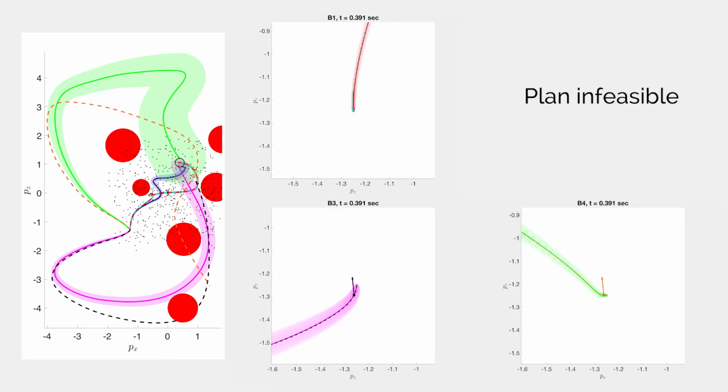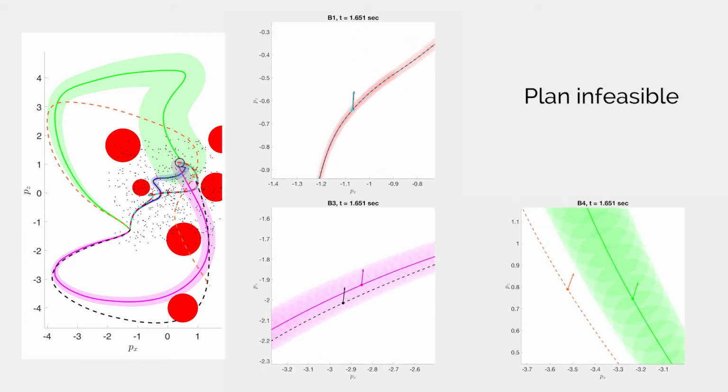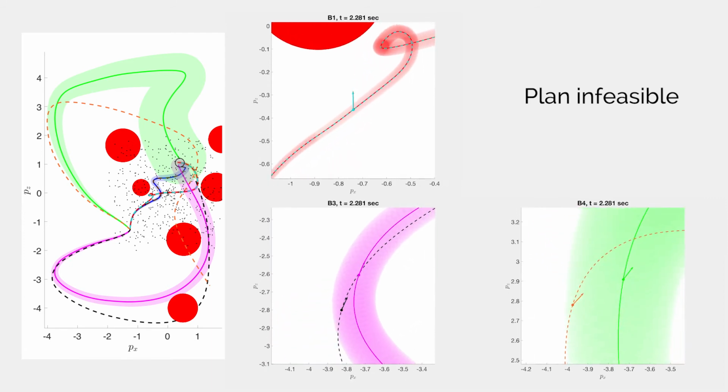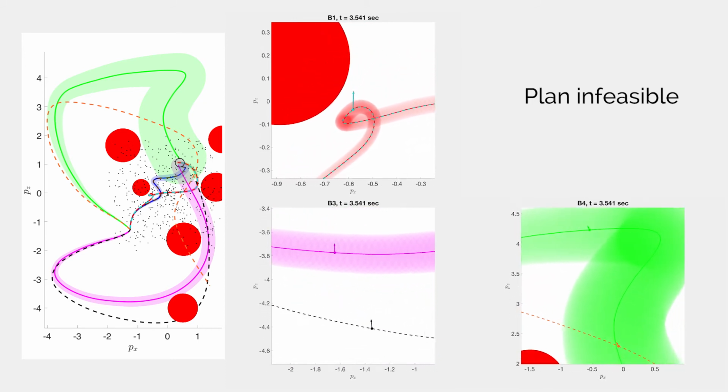In contrast, the baselines struggle more. B1 remains safe, B2 is again infeasible, B3 and B4 exit their computed tracking error tubes and crash into obstacles as a result.